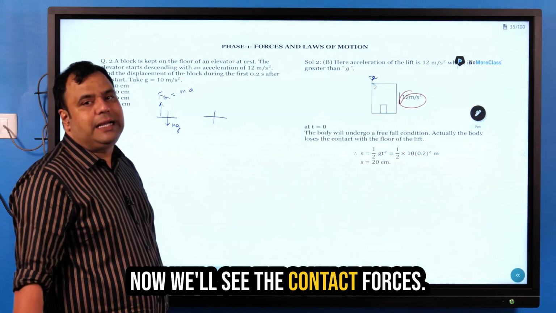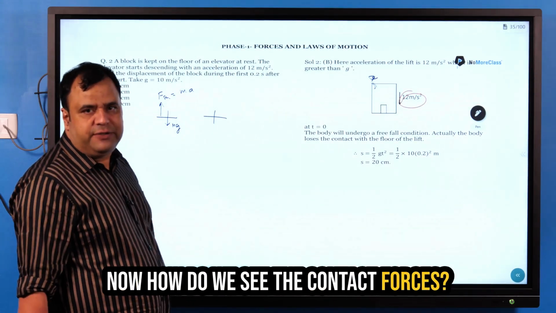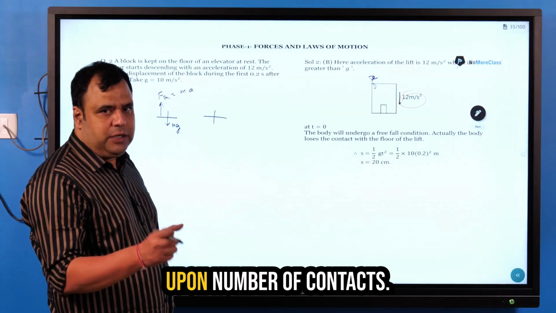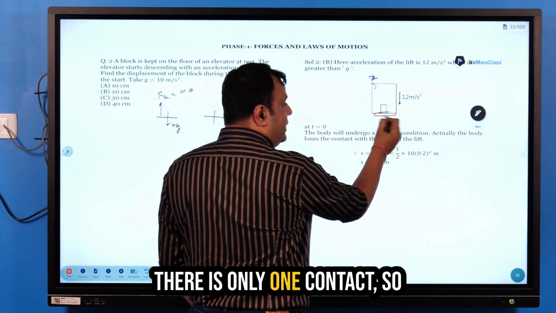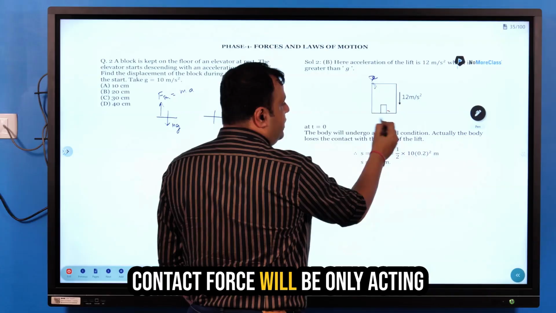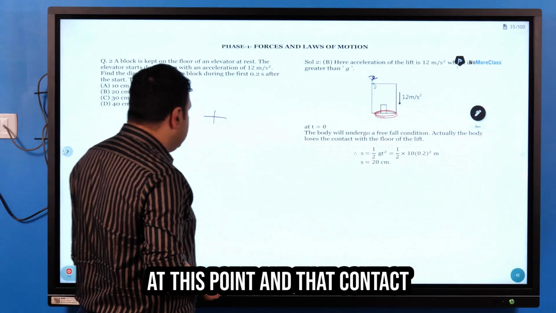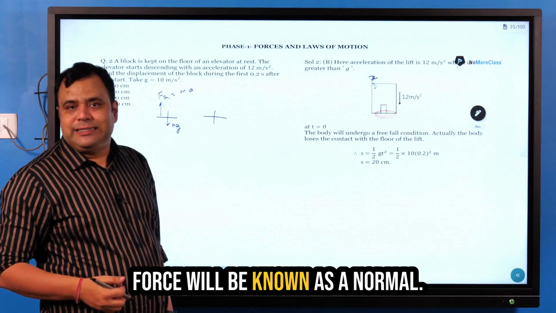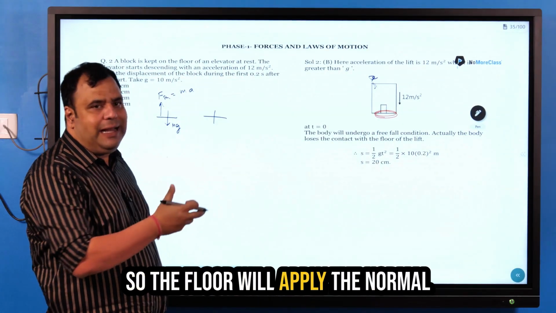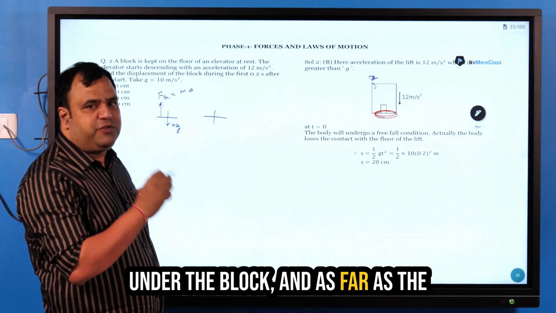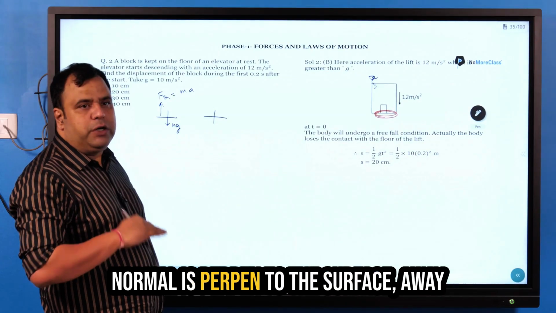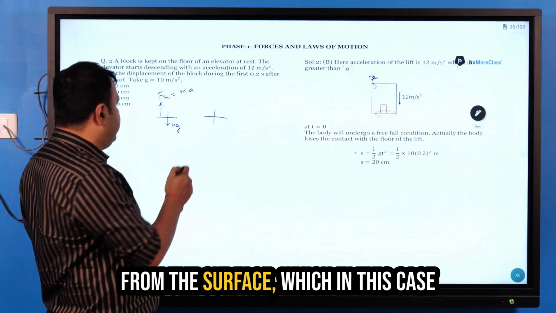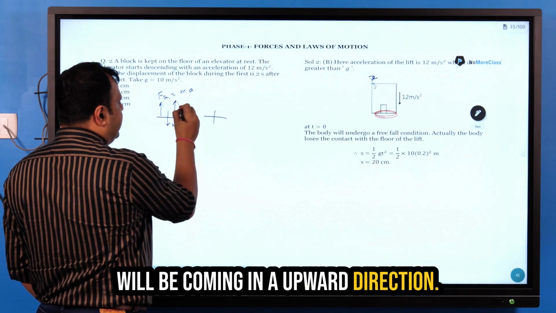Now we'll see the contact forces. Now, how do we see the contact forces? Contact force depends upon number of contacts. There is only one contact, so contact force will be only acting at this point. And that contact force will be known as a normal. So the floor will apply the normal onto the block. And as far as the normal is concerned, direction of normal is perpendicular to the surface, away from the surface, which in this case will be coming in upward direction.